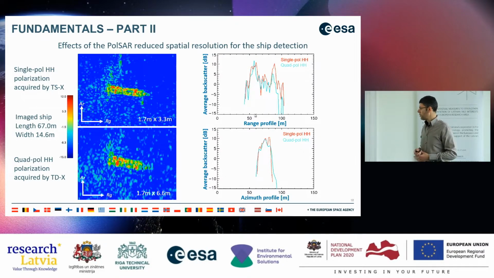And the same you can also do in the azimuth profile. So these are some side effects that you have to take into account when using polarimetry.